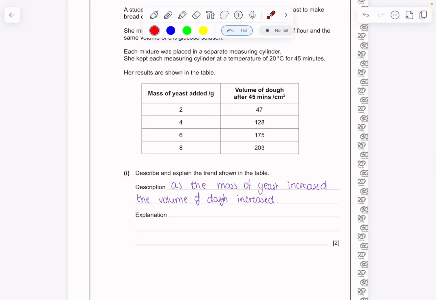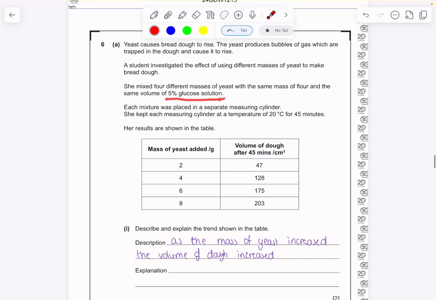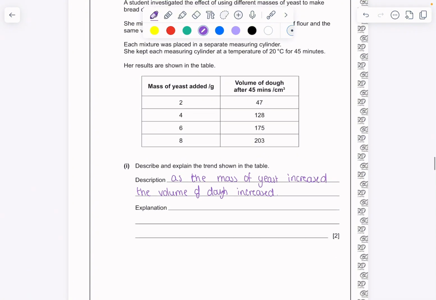The explanation now. If you're going to explain the trend, why do you think the yeast and the volume of dough rose? It told you up here at the top, they were mixed with 5% glucose solution. We know that if you add yeast and glucose together, there's a gas produced, through a process called respiration, because remember yeast respire. So what we would say here is, the more yeast you have, there's going to be more respiration, and therefore more carbon dioxide produced, or you just say more gas produced.